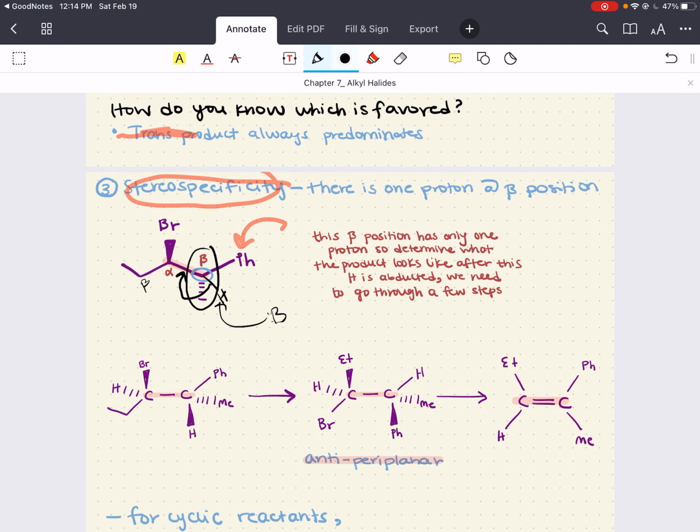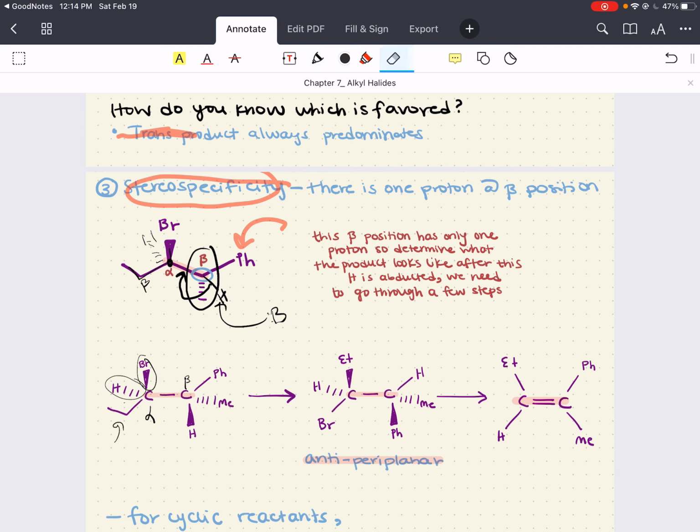What you want to do is draw the alpha and beta position. Here's our alpha and here's our beta position, carbon, carbon like this. And then we're going to attach everything that's already there. So to this alpha position, we have a bromine on a wedge. We drew that. We have our hydrogen here on a dash. We drew that. And then we have this ethyl group and we draw that.